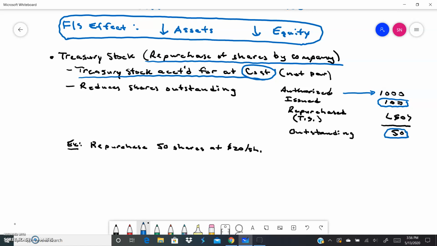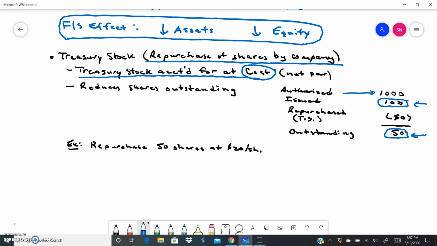So if we had made that dividend payment prior to these repurchase of treasury shares, which we did, we paid the dividend on the 100 shares. That's what was outstanding. If we would have made the dividend payment after the repurchase of the treasury shares, then the dividend payment would have been based on the 50 shares outstanding. So again, dividends are based on outstanding shares. Treasury shares reduce the amount of shares outstanding.